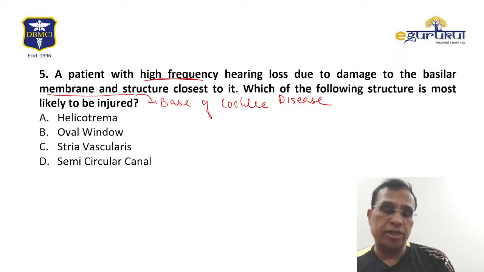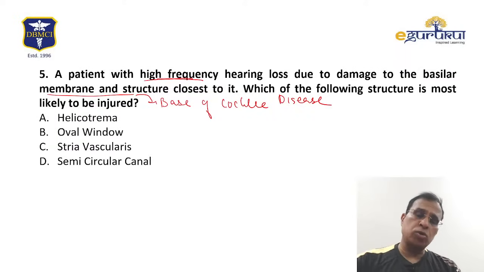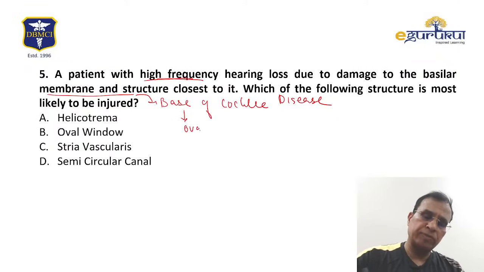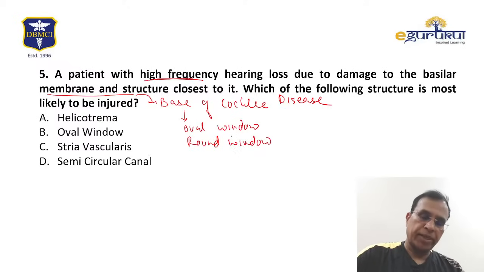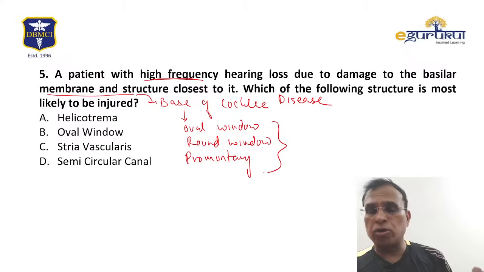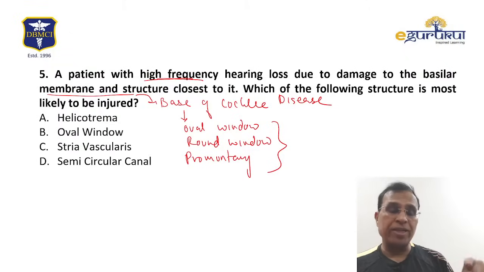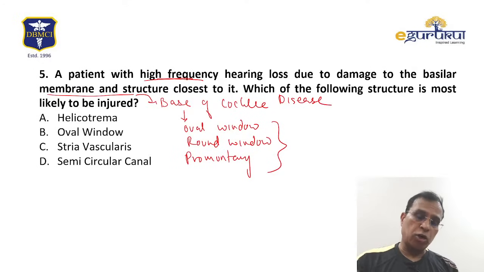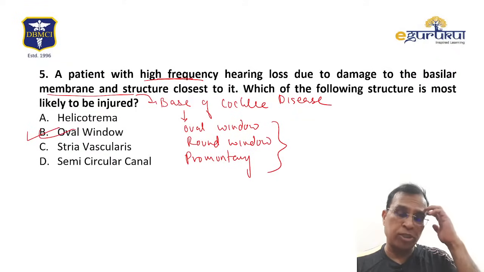So which of the following structures is most likely to be injured? What is close to the base of the cochlea? Close to the base of the cochlea are three things: there is the oval window, there is the round window, and there is the promontory. If you have a disease or problem in any of these three areas, the base of the cochlea can get affected and high frequency hearing loss can happen. Out of the three, in the choices we have oval window, B. There is no choice of round window, there is no choice of promontory.